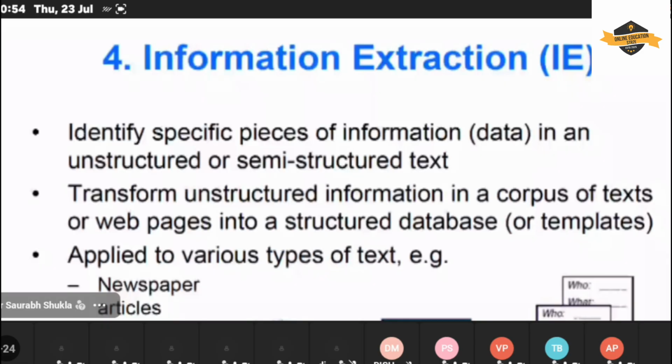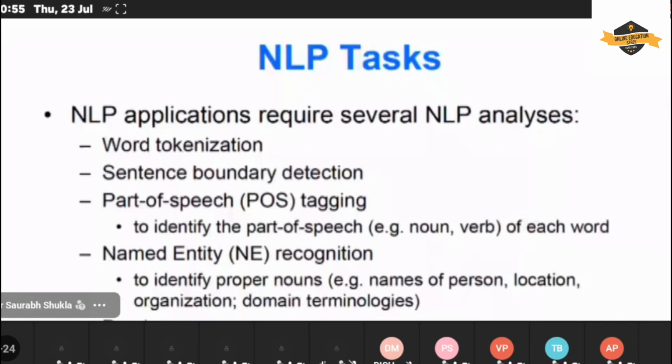Sometimes you don't have time to read the whole newspaper and you are rushing for your college or university or for your office, and you just read the keywords. Your brain extracts the keywords and headings, you extract some information and you just go to your work. That is actually the transformation of unstructured information into a number of templates, template one, template two, template three, and they are being stored in your mind. So that is information extraction in NLP. Then we just discussed the NLP task.